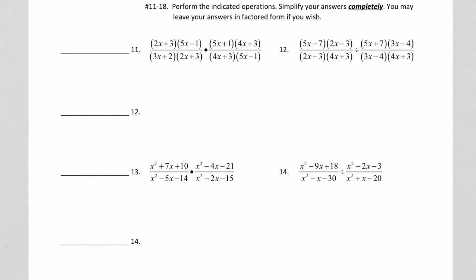Because this is a multiplication, anything on top can cancel with anything on the bottom. So when I start canceling, this and this cancel.